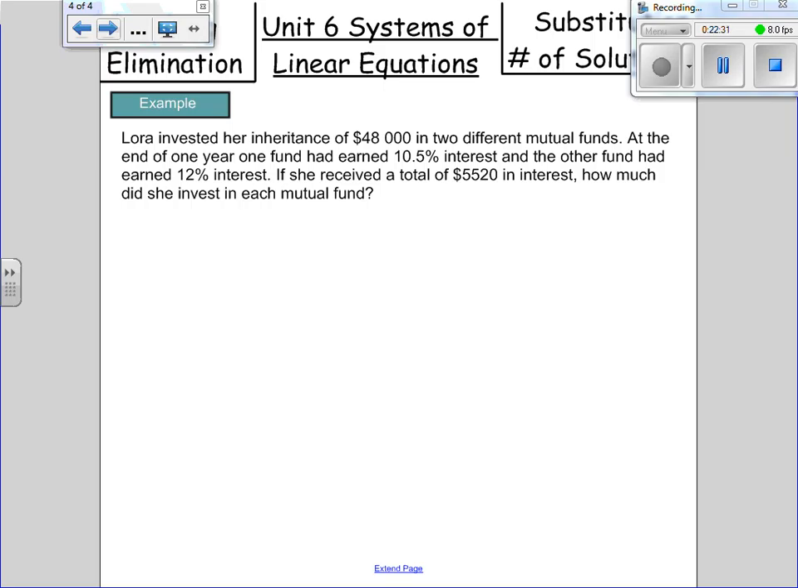Laura invested her inheritance into 2 mutual funds. How do you want to represent those mutual funds? We don't know what they are. X and Y. So X could be fund number 1, and Y could be fund number 2. Perfect.